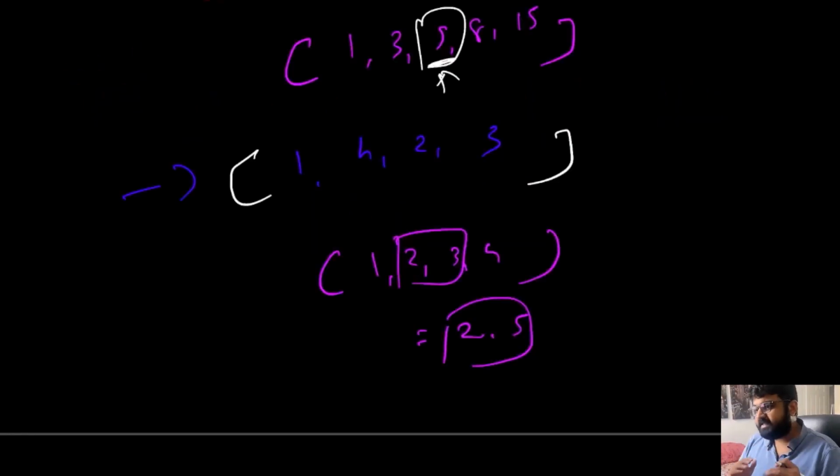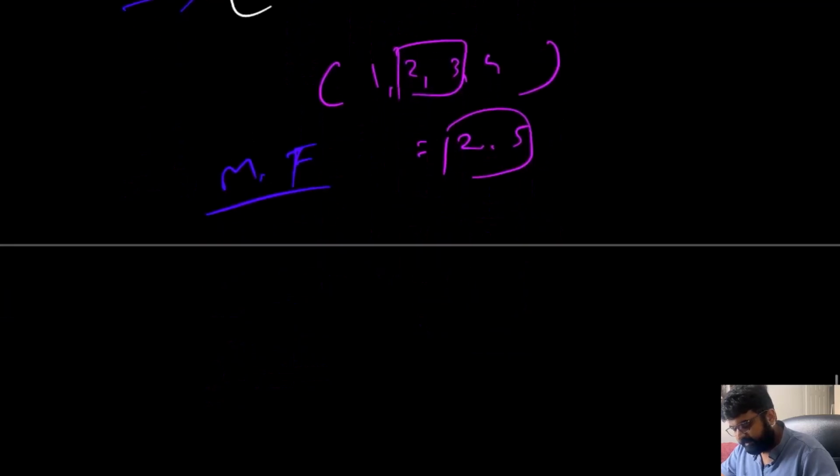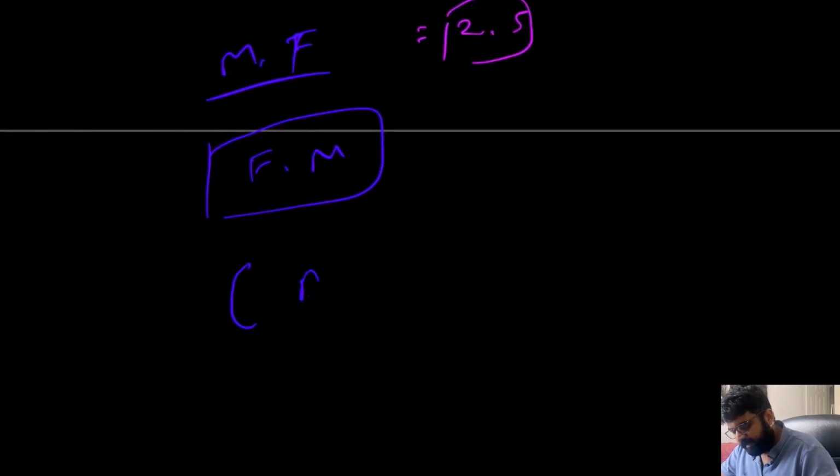Now with these examples, you at least got a broader idea of how to deal with the MedianFinder class. First of all, we need to create a method to find the median. Second, we need to create a method to add a number.